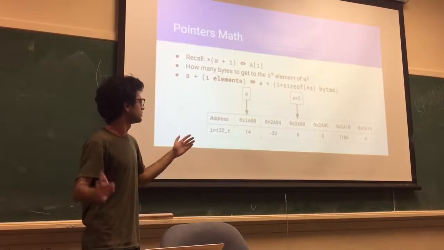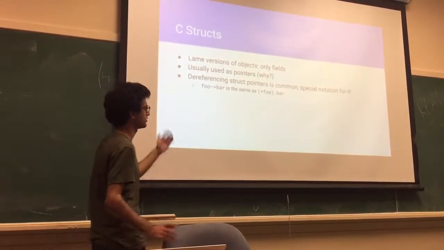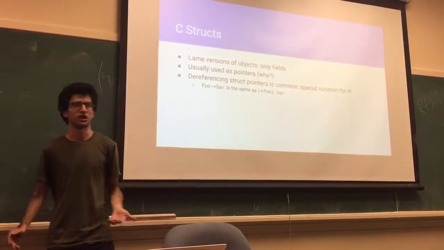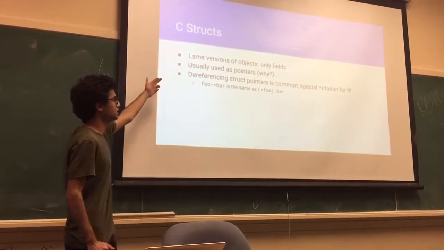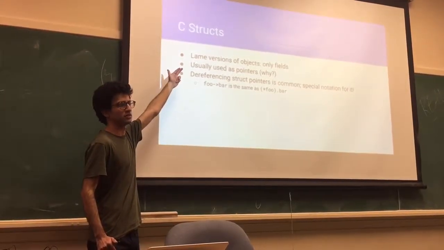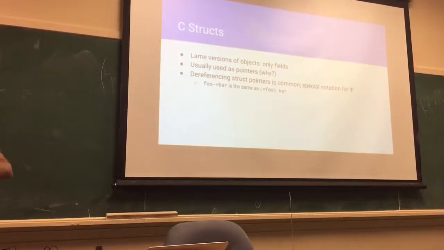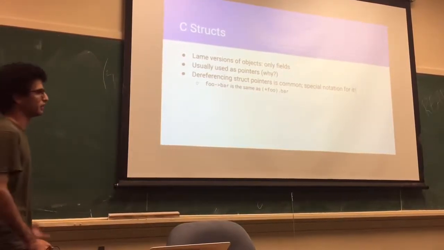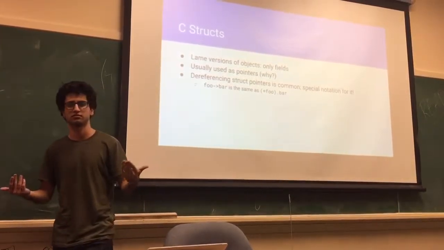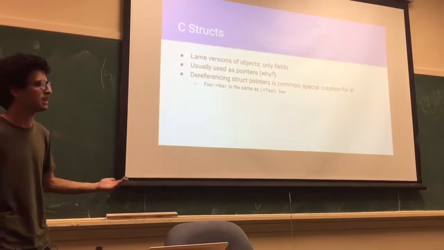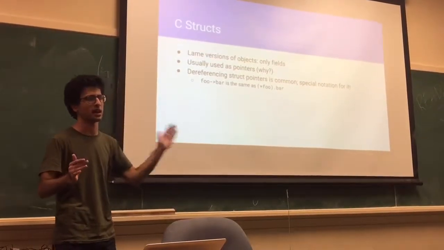Okay. So, C structs are basically bad versions of Java objects. You don't have methods, you can only have fields. You usually use C structs as pointers. Why? Yeah, so you're not going to recopy everything all the time. The problem is you can pass C structs as parameters, return C structs from functions, and set C structs equal to each other, and all of this will work as you expect. It's a copy, right?